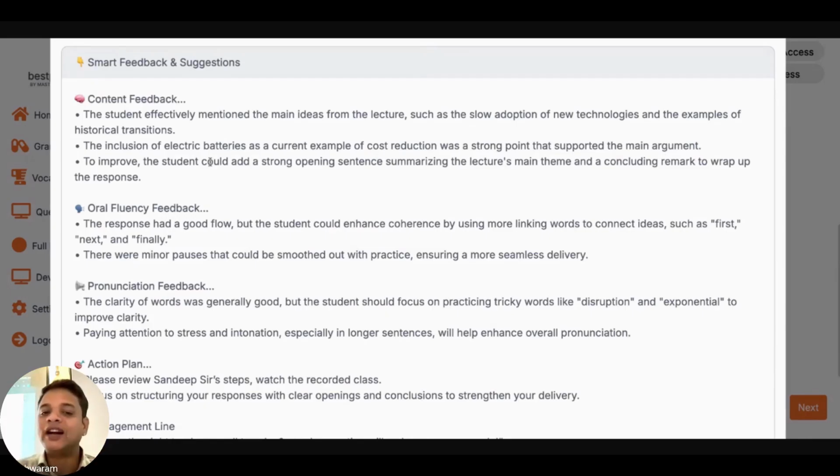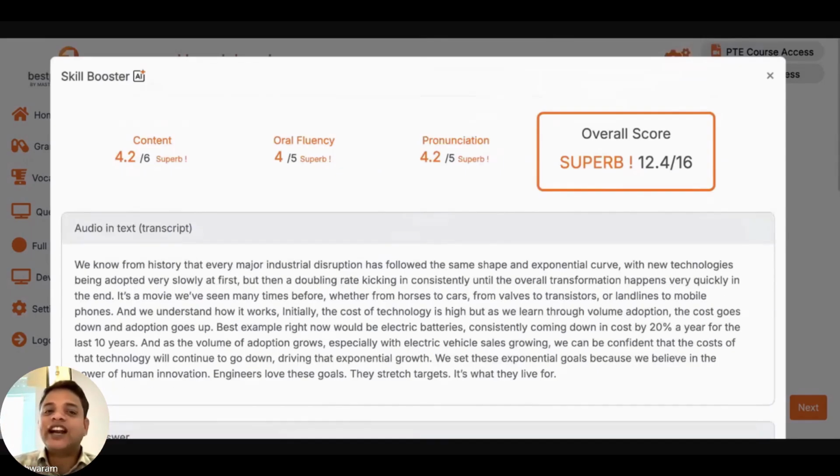So to improve, the student could add a strong opening sentence summarizing the lecture's main theme, and a concluding remark. The conclusion was not great because I had to really shorten it, right? If you get this kind of feedback every time, no matter whether it is 10 o'clock in the morning, 3 o'clock early morning, or 12 o'clock afternoon, this feedback is available for you. Is it a powerful thing you have in your hands?